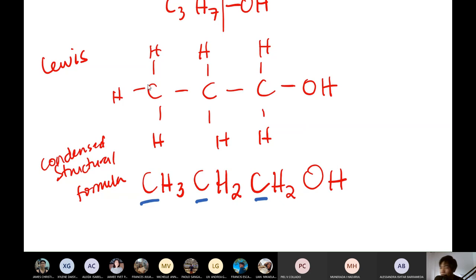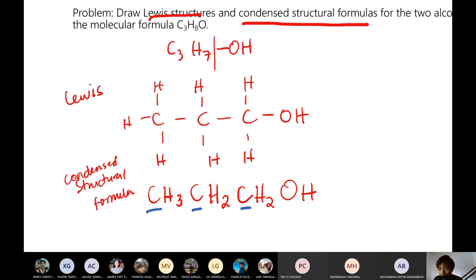Okay, start from the left, then going to the right. So itong hydrogen na to, dito sa carbon na nakadugtong. Ito, dito na nakadugtong. Ito, dito na nakadugtong. Then of course, your functional group usually nakadugtong yan kung saang carbon naka-indicate na. Usually na sa dulo na. So yan yung isang isomer niyan.